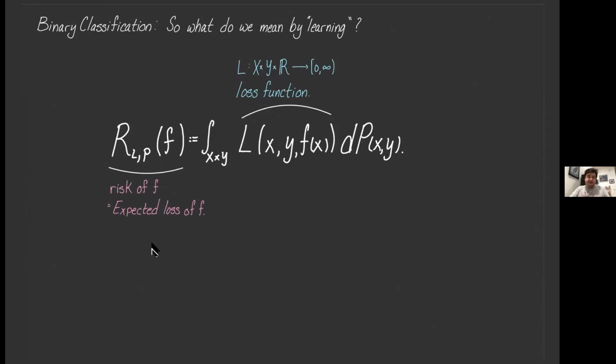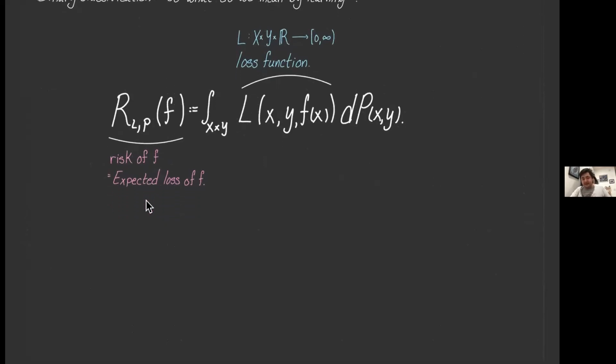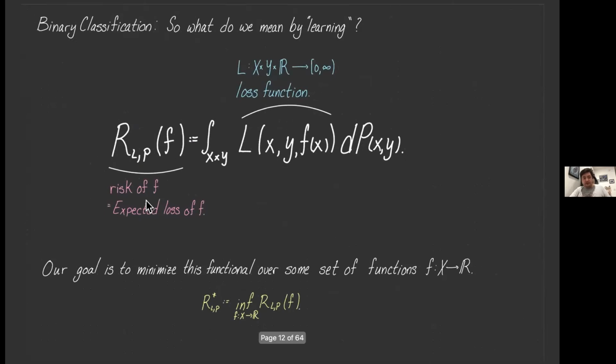The expected loss of f is what we're going to be calling the risk of f. And so essentially, our goal is going to be to minimize this functional over some set of functions, typically all the functions that we could possibly input, and actually find what this f is.